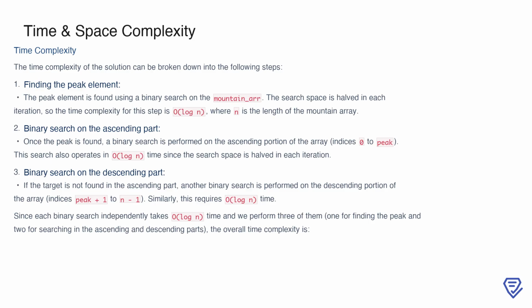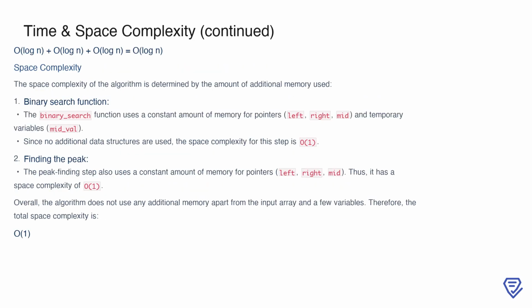Since these 3 binary searches operate independently, the overall time complexity of the algorithm is the sum of these steps. Adding the time complexities of the 3 steps, we get O(log n) plus O(log n) plus O(log n), which simplifies to O(log n).